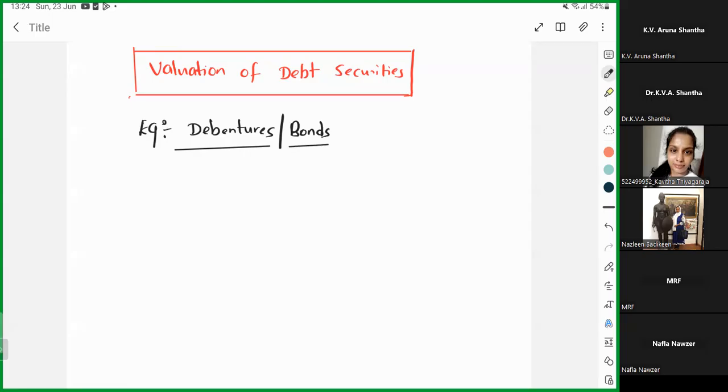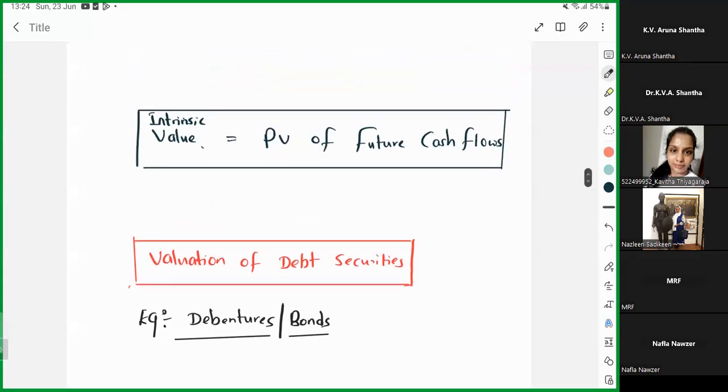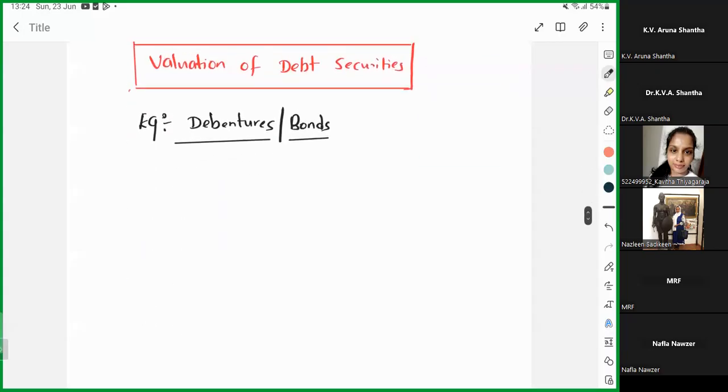Now we are going to apply this valuation method. The value of a debenture equals the present value of the future cash flows of the debenture. Now listen to me very carefully. If you invest in debentures, what are the cash flows you are getting in the future? What's your idea?